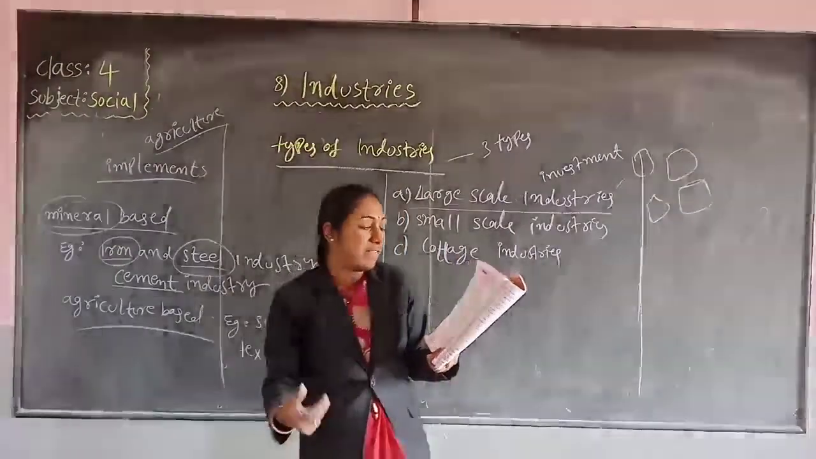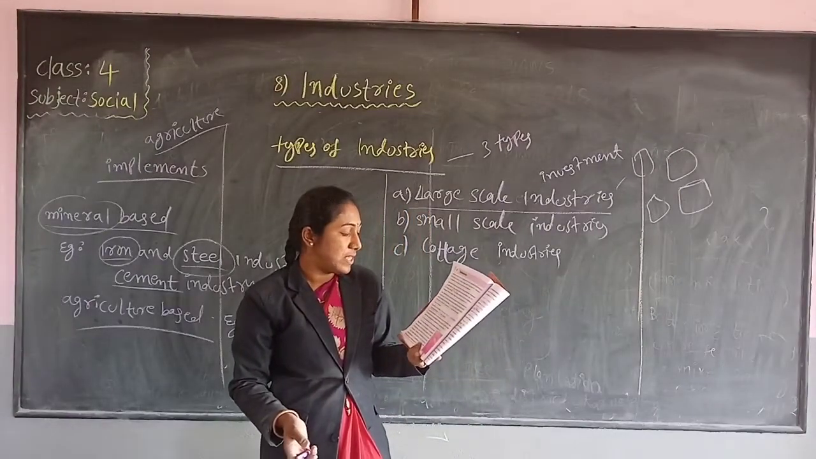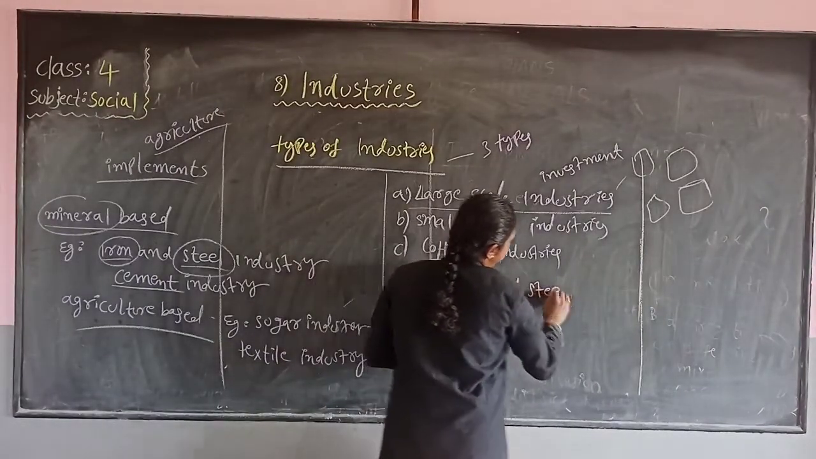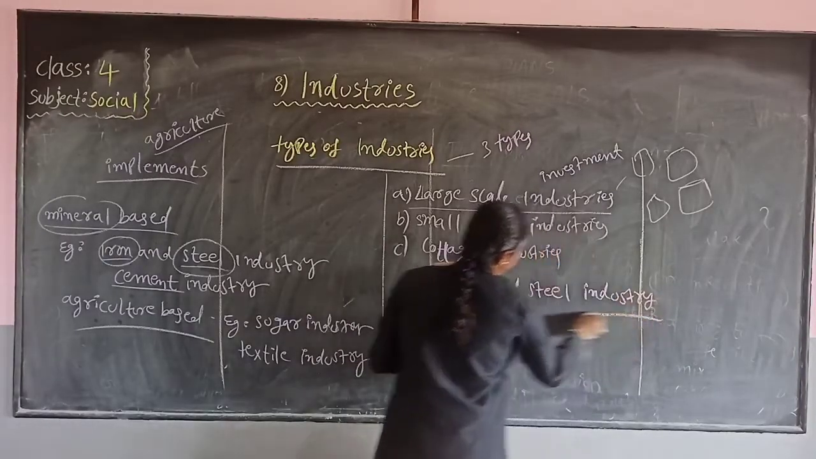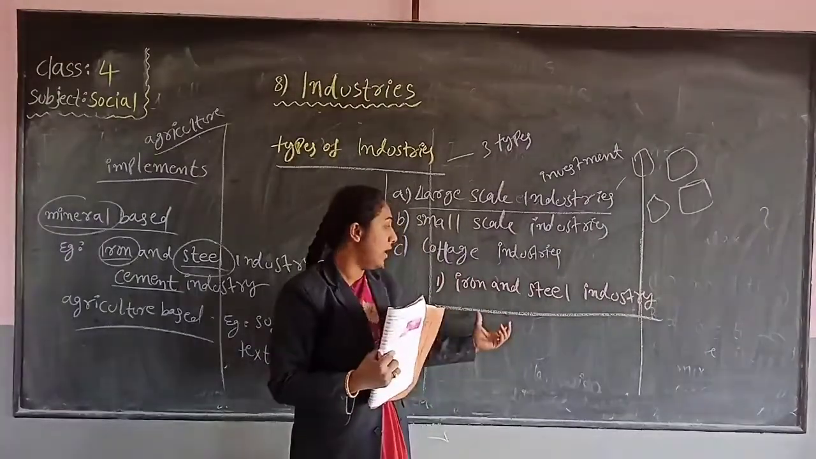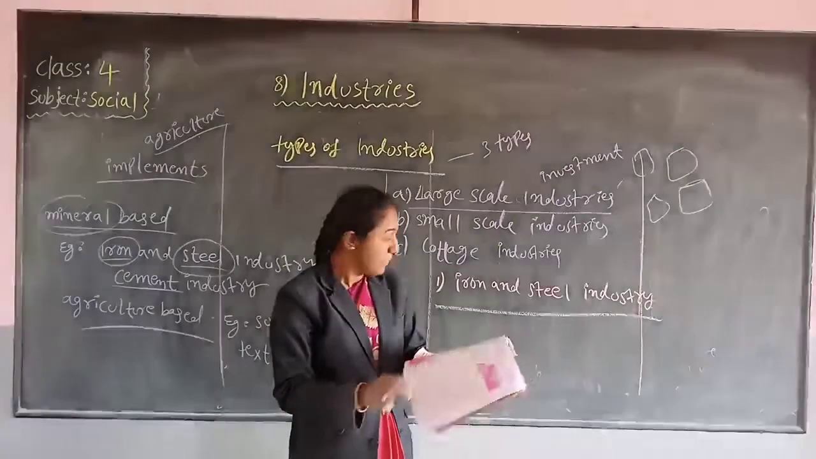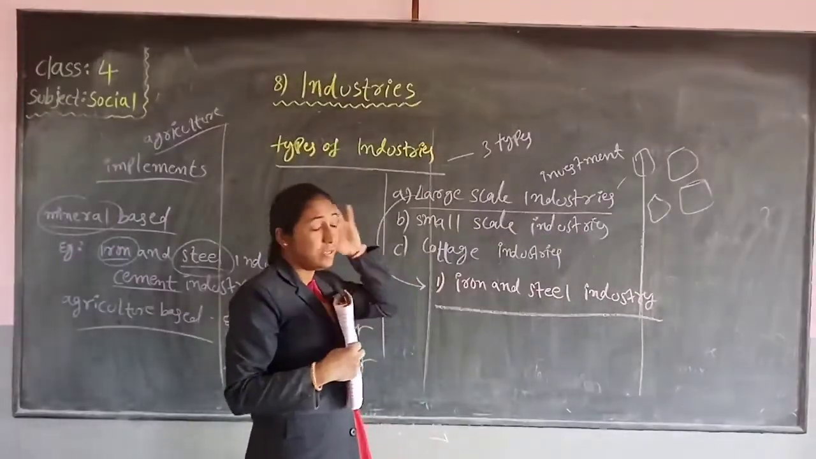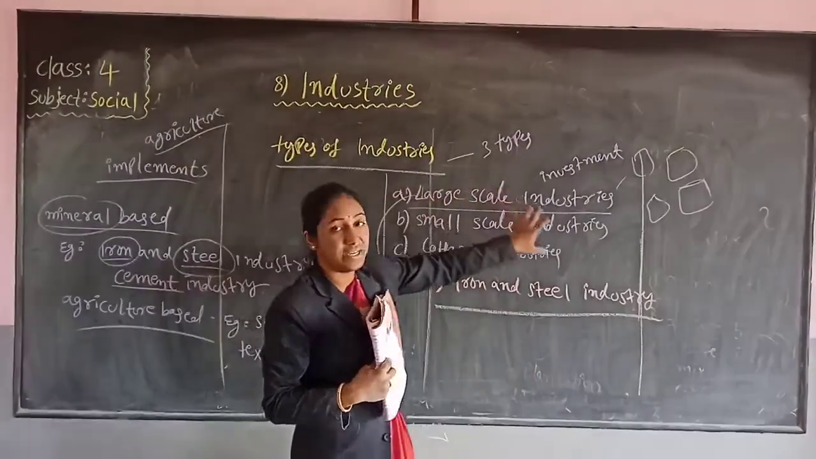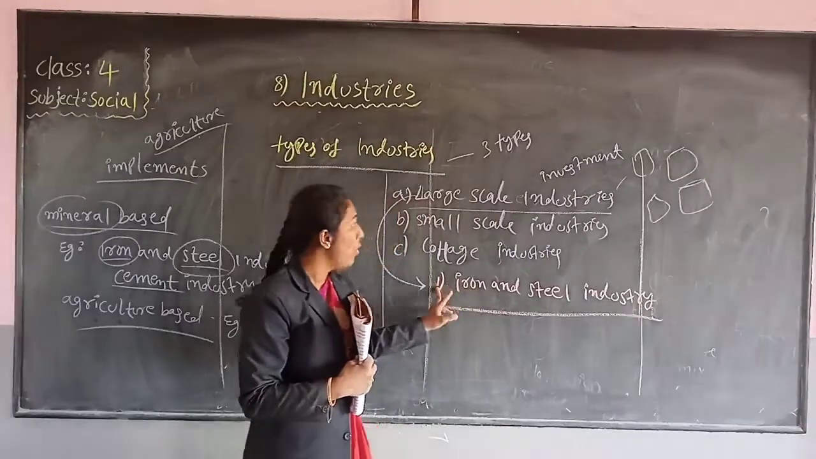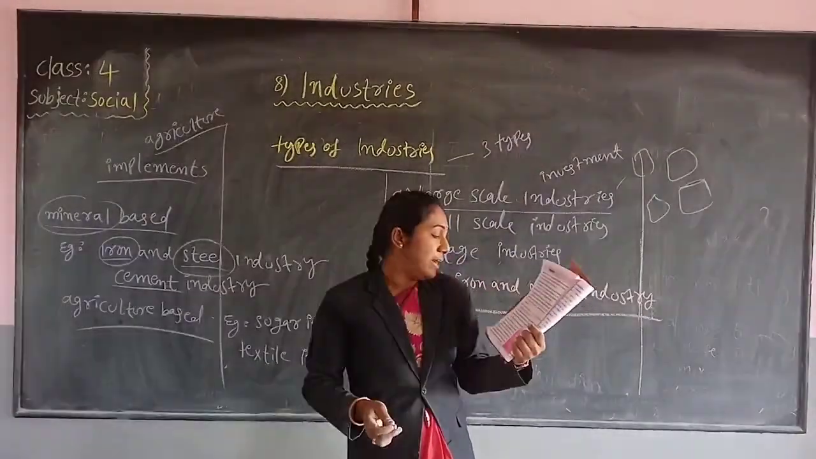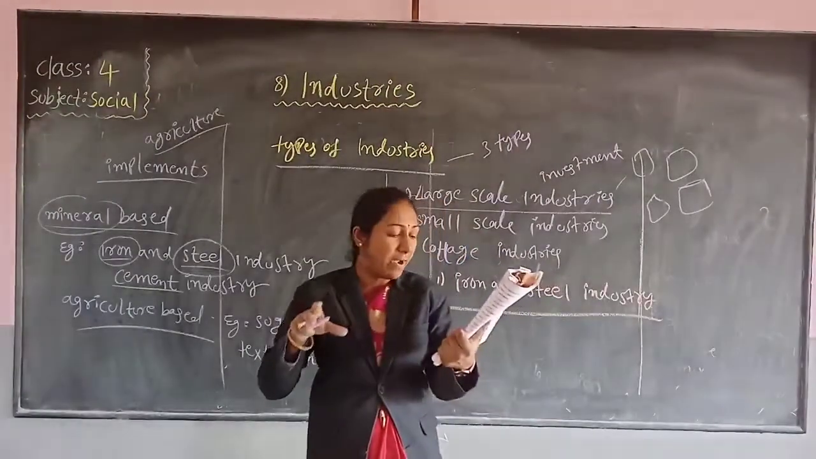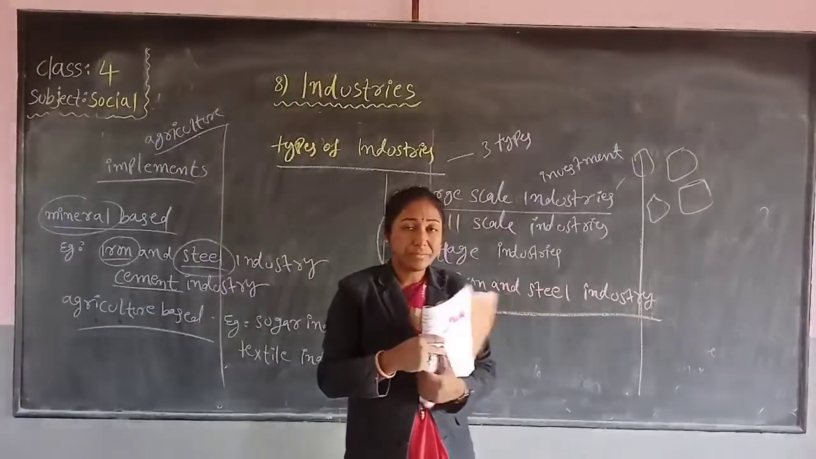Let us now learn about a few industries in our country. First one is the iron and steel industry. The iron and steel industry is an example of a large scale industry. It is the most important of all the industries, because all the machines required for other industries are made in the iron and steel industry.